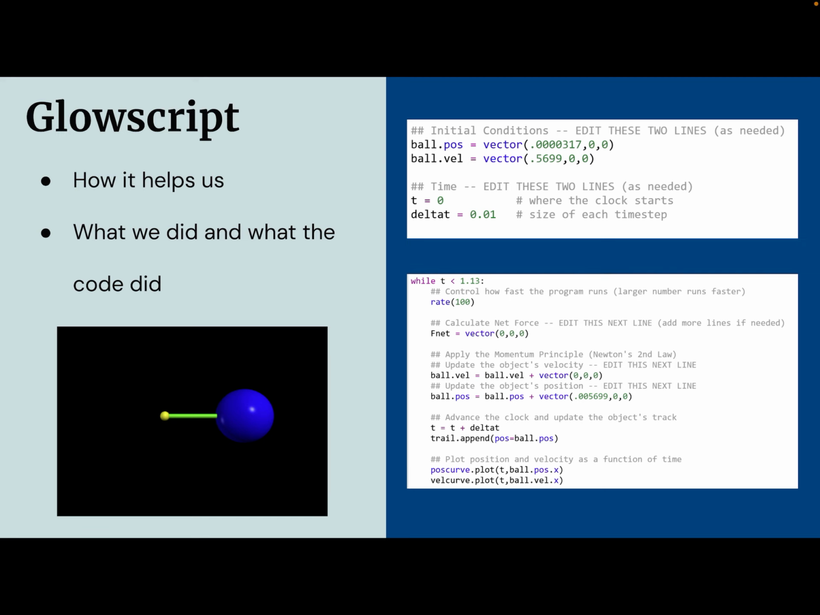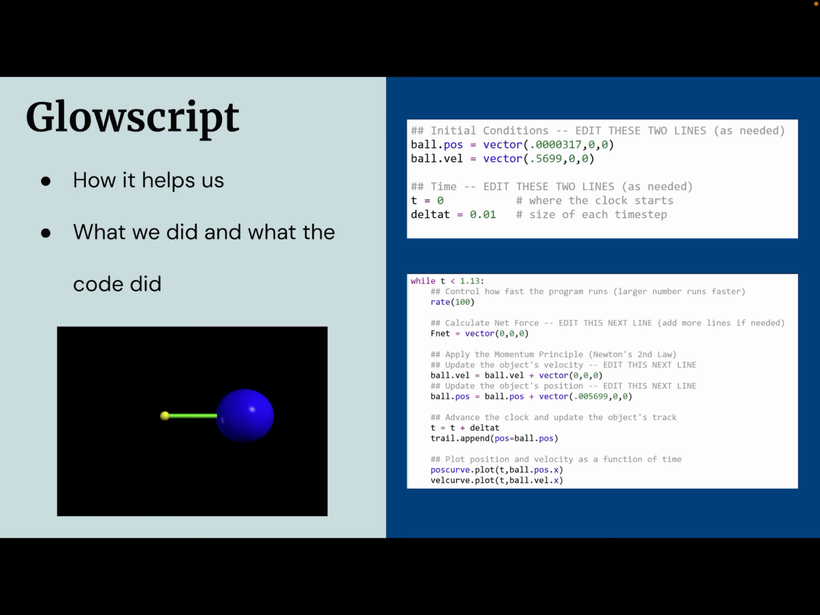GlowScript was used to replicate that data very easily. As you see in the code on the top, we used the initial position vector, and then we used the initial velocity. We also set the time start at 0 and the delta t to 0.01. The code below is a loop.